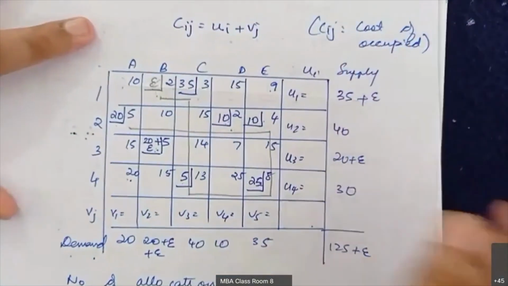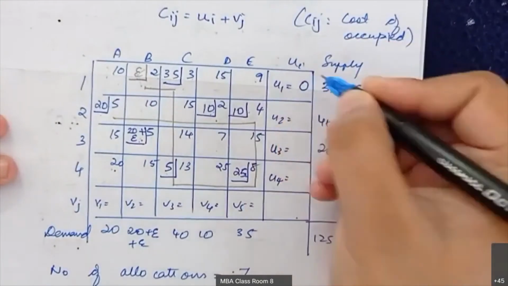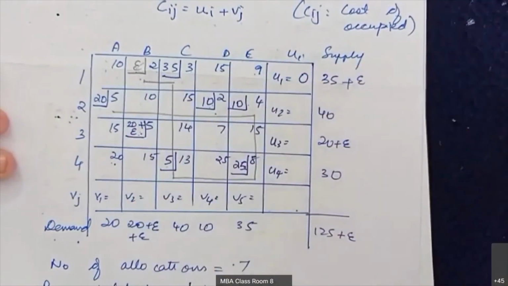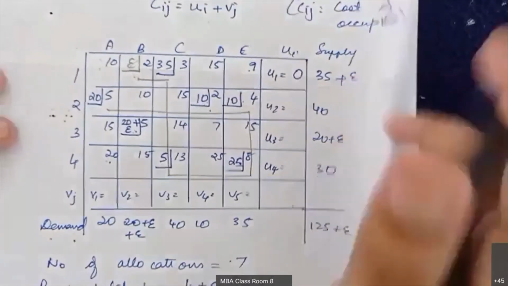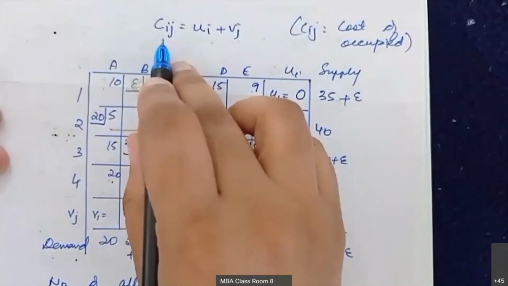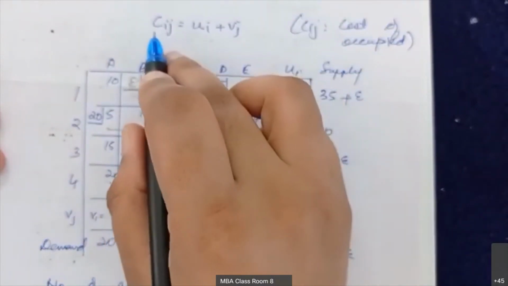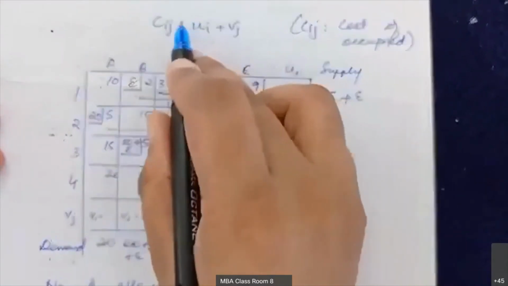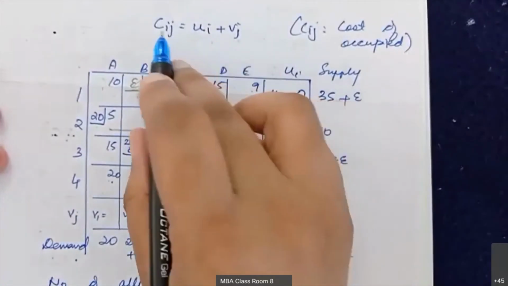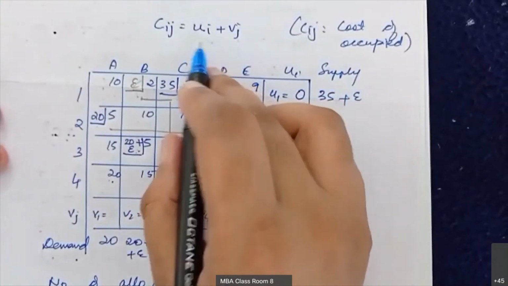Now, I told you before, I can just arbitrarily take U1 equal to 0. There is no problem. Or you can assign the value 0 to any column or row having the most number of allocations. Anything you can do, that is up to you. So in this case, I am assigning U1 equal to 0. Now if I know the value of Cij and Ui, then I can calculate the value of Vj. Similarly, if I know the value of Cij and Vj, then I can calculate the value of Ui. Cost minus the Ui value will give Vj. Similarly, cost minus Vj will give me the value of Ui. The only thing you need to remember is you have to subtract the value from cost.